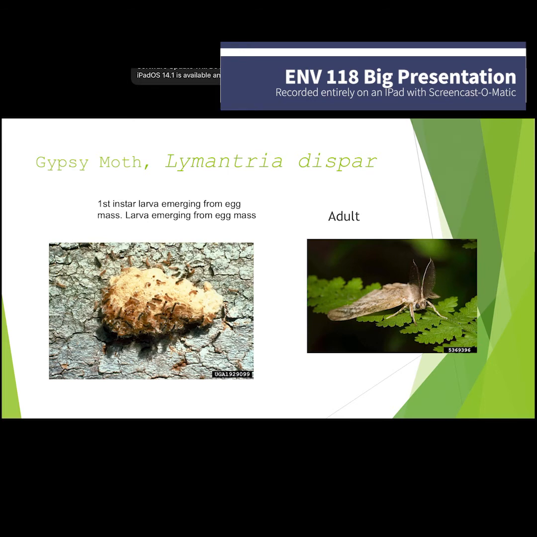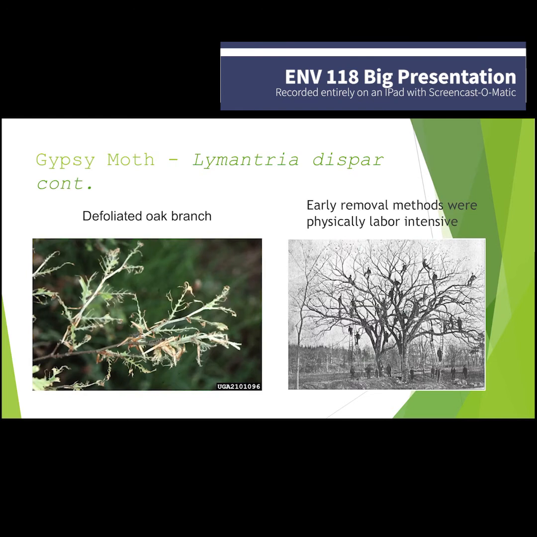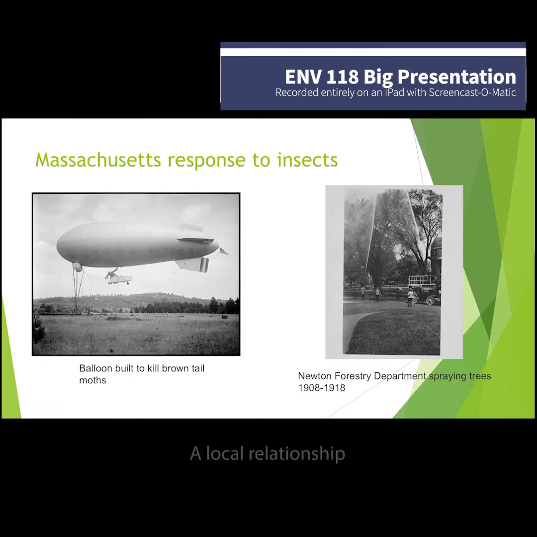problems to this day. Despite massive efforts to control the gypsy moth population, by 1922 they had spread to every city and town in Massachusetts and have remained a major threat to forest health in the state. See some of the damage to oak trees on the left. Early removal methods were physically labor-intensive and required physically removing the moths. See the people in trees on the right.